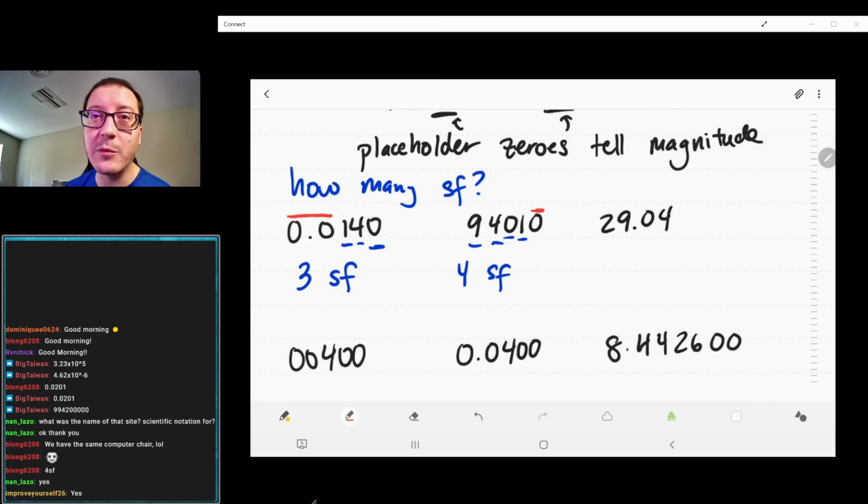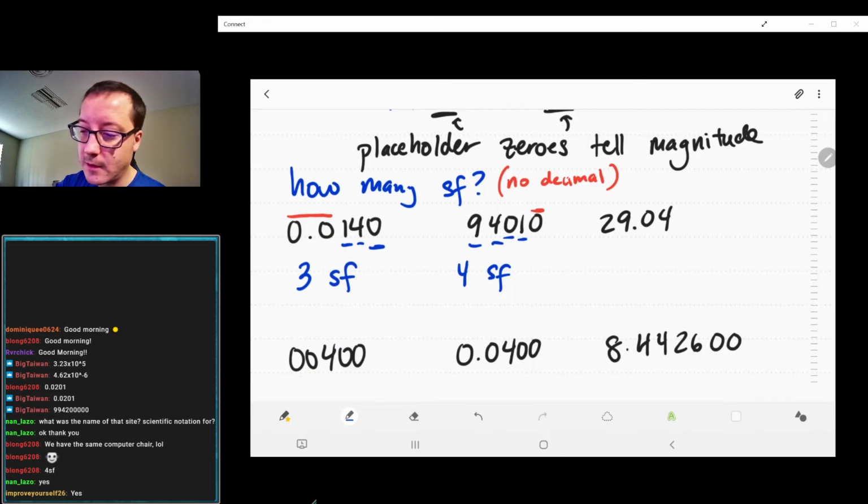I'm going to just put the red one on top to say it's not significant, because we have no decimal. No decimal, so it's not significant. All right.